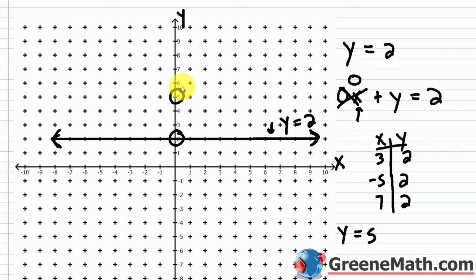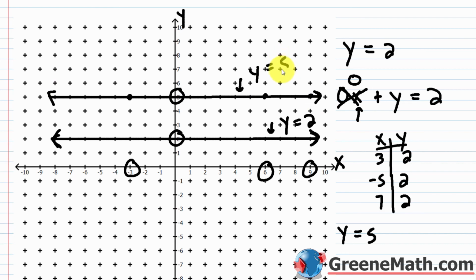If I gave you y equals 5, you would just find 5 on the y-axis. Again, for any x value you choose, y is 5. So if x was -3, y would be 5. If x was 6, y would be 5. If x was 9, y would be 5. So you have an infinite number of points you can make like this. We would just draw a horizontal line, put our arrows, and say this is y equals 5.